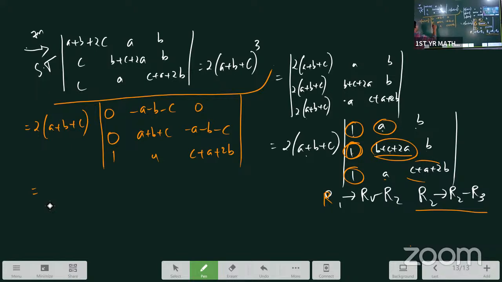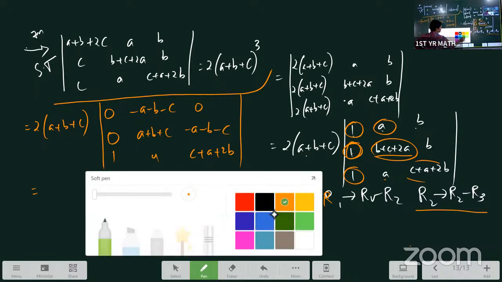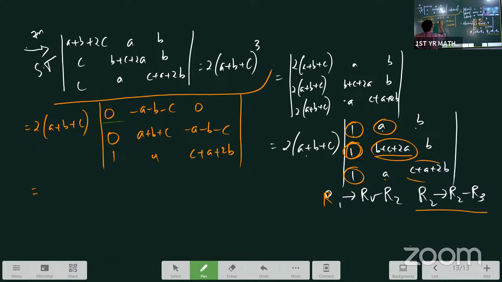So here, if you observe, from the first row I can take a plus b plus c common. Sir, I don't have any a plus b plus c where I have 0. No, by default, you will have 0 into a plus b plus c, which is 0. So 1 a plus b plus c I am going to take common from the first row. Another a plus b plus c I am going to take common from the second row. Is it clear? So a plus b plus c, first row I took common, and a plus b plus c, second row also I took common.